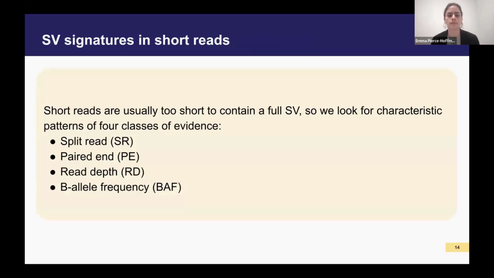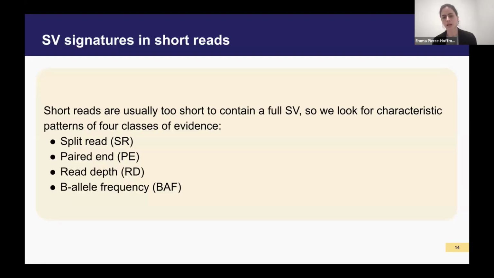So when I say that it's difficult to call structural variants in short read data, that's because short reads are short. If a read is only about 150 bases long, but a structural variant can be hundreds or thousands or millions of bases long, it's not enough to just look at the divergence between that one read and the reference. So instead, we look for characteristic patterns of 4 different classes of evidence. And those classes are split read, or SR, paired end, or PE, read depth, or RD, and B allele frequency, or BAF.